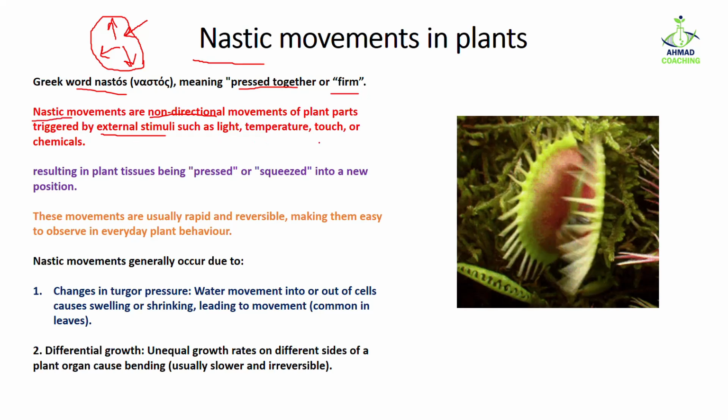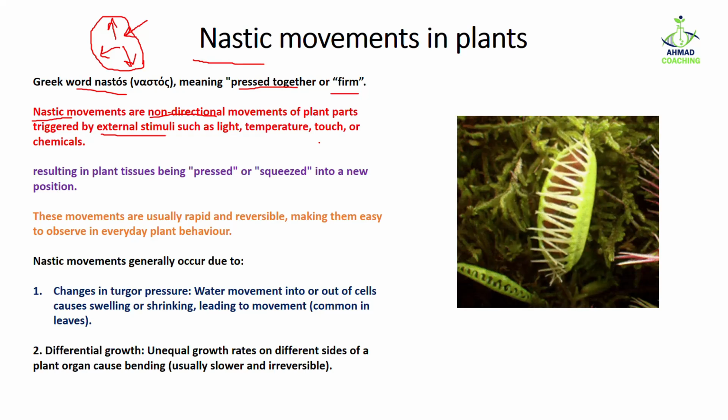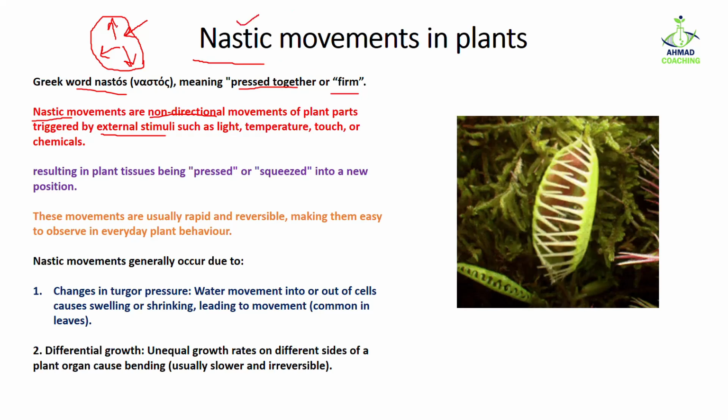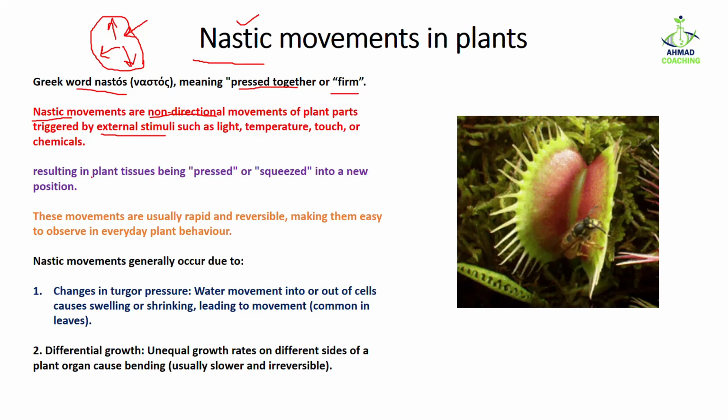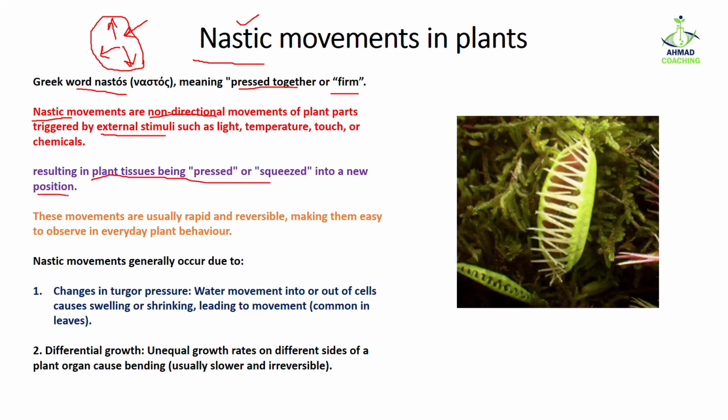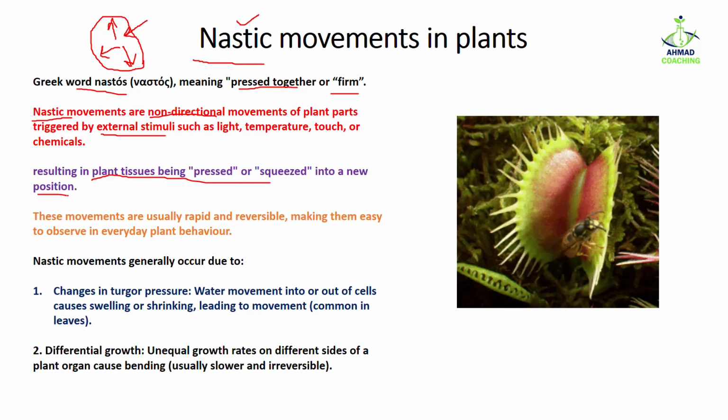Now the question comes, why is it named Nastic, which means pressed together or firm? When plants move, their tissues are being pressed or squeezed into a new position. Because of this, these movements are called Nastic movements.